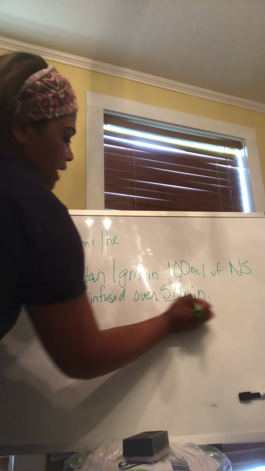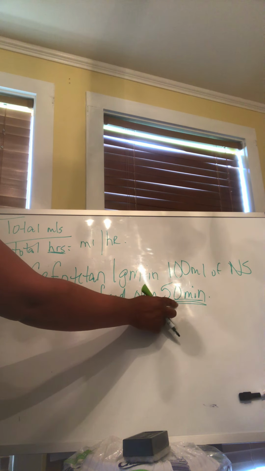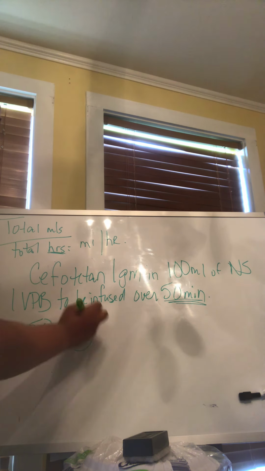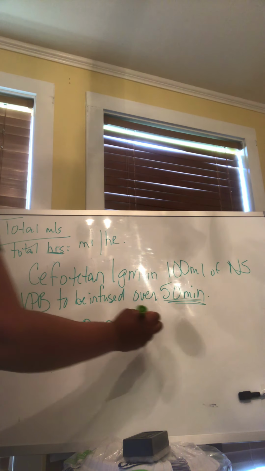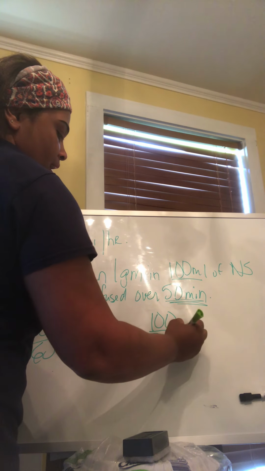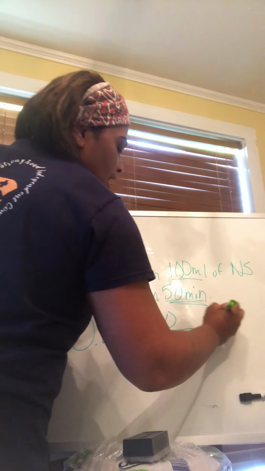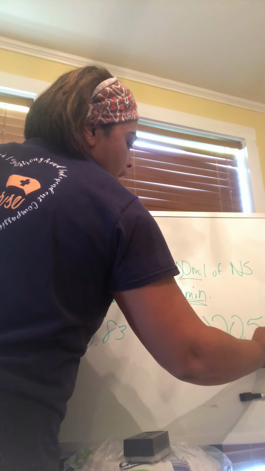So what do we need to do? Because our formula set has it in hours, we need to first convert the 50 minutes into hours. If we do 50 over 60, we get 0.83. Okay? So that's 0.83 hours. So now I can go in and put in my formula. 100 milliliters in 0.83, which is going to yield me 120.5 milliliters per hour.